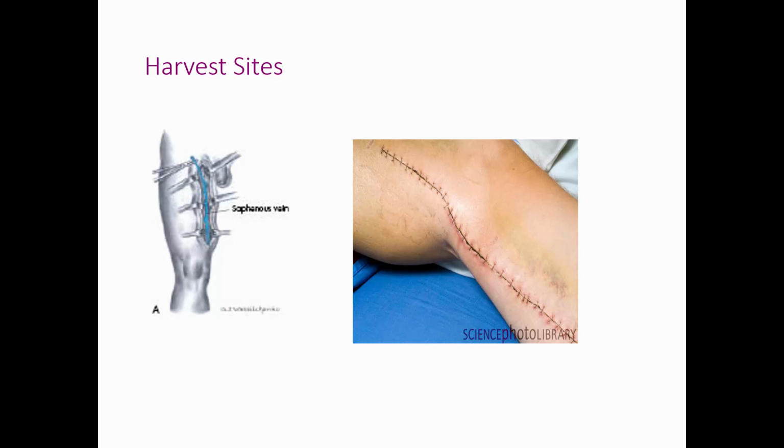Where we get the vein from is called a harvest site. So with a harvest site, the one we like to use the most is the saphenous vein. That's our favorite. We also like the internal mammary artery. That's the most often that's used for grafting. So the doctor typically uses internal mammary artery and then the saphenous vein.